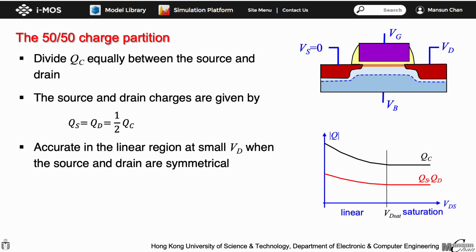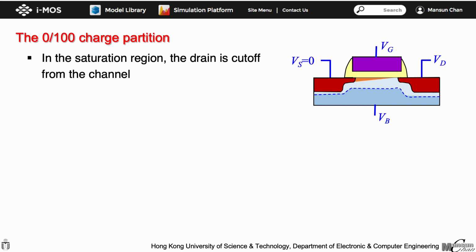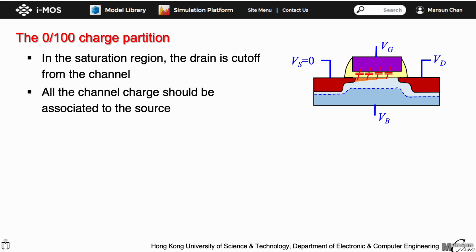This approach is most accurate in the linear region with small VDS because the source and drain are symmetrical. But it will not be accurate in the saturation region with high drain voltage because the channel is no longer symmetrical to the source and to the drain terminal. When the MOSFET is operating in the saturation region, the drain is actually cut off from the channel by the pinch-off or velocity saturation region. In that case, the bottom plate of the gate capacitor is mainly connected to the source, as shown in the figure here. And all the channel charge should be associated to the source.